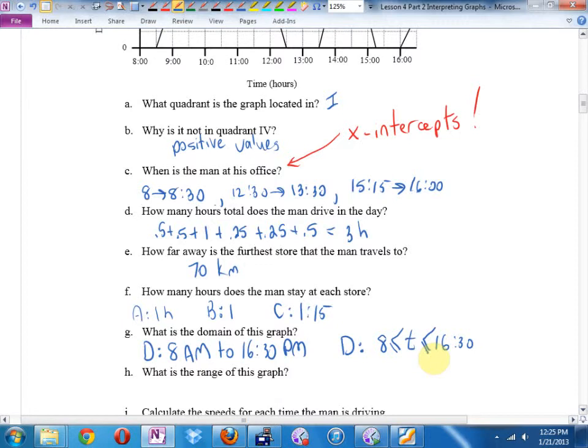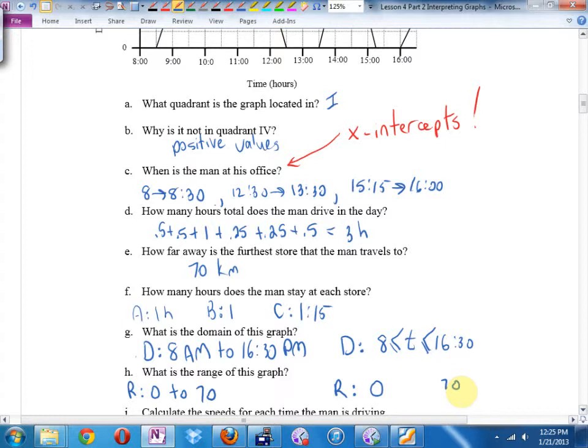Let's see if we can do the range. First of all, the range, if I just write it in less intimidating English, what's the smallest distance that appears? 0. What's the biggest distance? What's the furthest away he gets? 70. How would we write that in math speak? We would say the range is the smallest value is 0. The biggest value is 70.